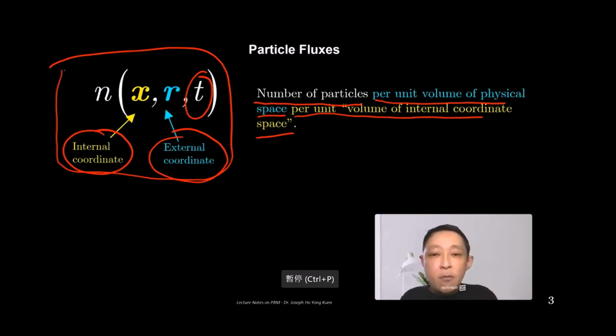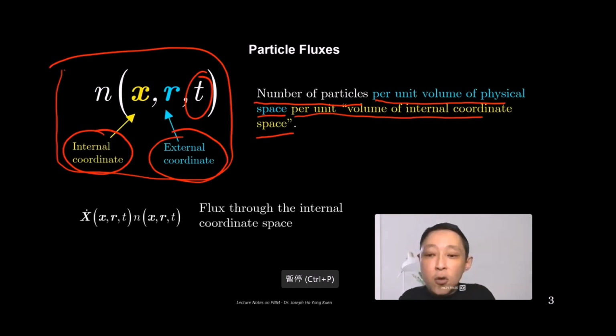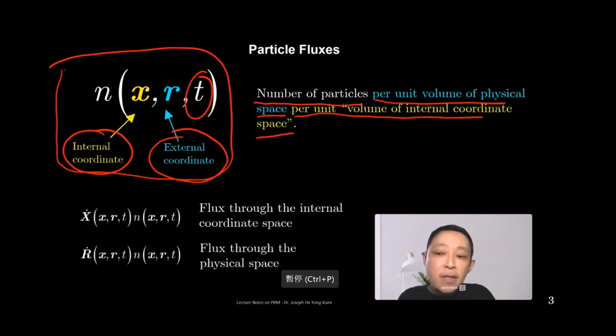And at the same time, if the particle can move with time through the physical space, then we also need to consider the particle fluxes through the external coordinate space, or our physical space. So these are the two fluxes that we need to consider. Analogous to the concept that mass flux is just the mass density multiplied by the velocity of the fluid, here the particle flux is just the velocity through that particle space that we are talking about.